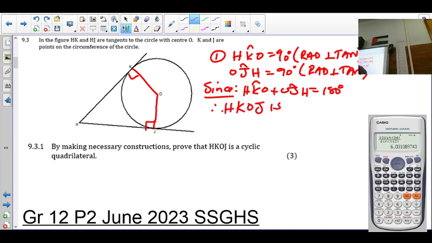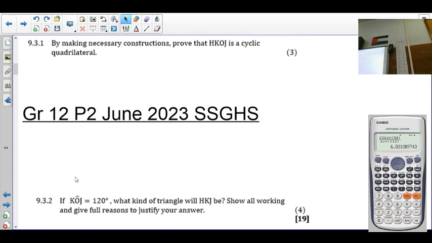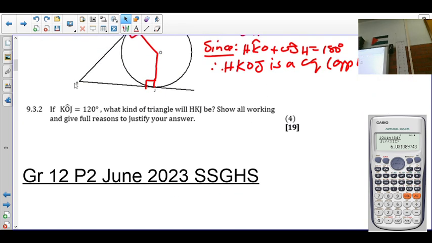HKOJ is a cyclic quad. Why? Because opposite angles are supplementary. So that means all cyclic quadrilateral properties are evident now in this diagram. Okay. Let's go to 9.3.2.